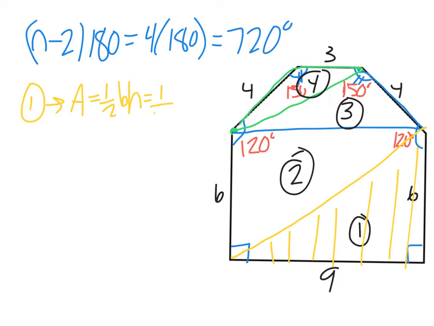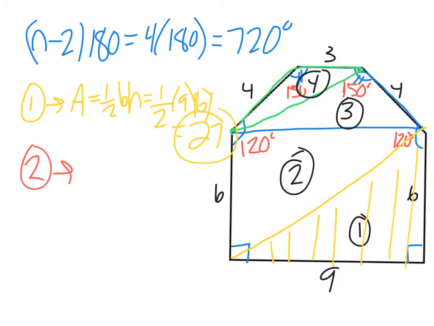So I'm just going to do 1/2 the 9 times the 6, which is going to get me 27. So I already have 1 triangle down, 3 to go. Now, let's look at triangle 2. This one is a little more involved. It's actually going to take more work than you think.